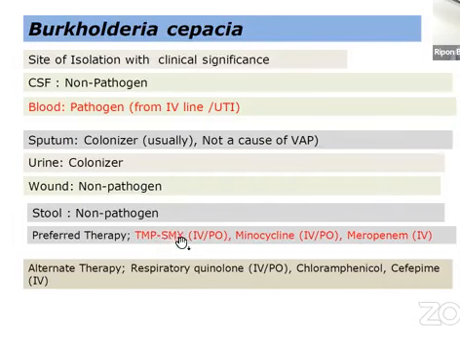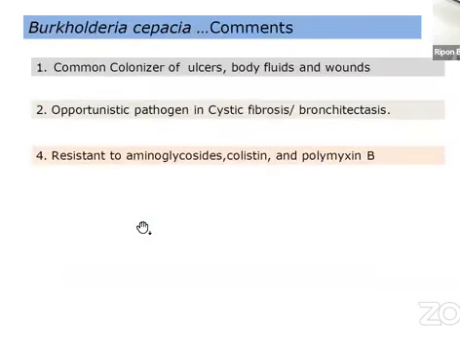trimethoprim-sulfamethoxazole combination, minocycline, meropenem. Alternatively, we can use respiratory quinolones, chloramphenicol, cefepime. And we all know that these Burkholderia cepacia are opportunistic pathogens in patients with cystic fibrosis and bronchiectasis.